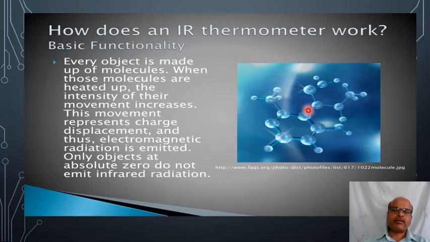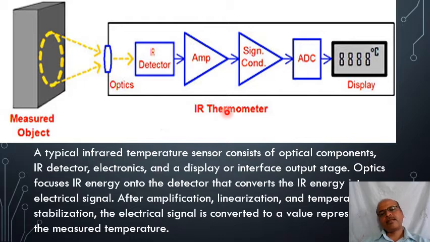If you observe in your day-to-day life, every object is made up of molecules. When those molecules are heated up, the intensity of their movement increases. This movement represents charge displacement, and thus electromagnetic radiation is emitted. This is the principle used in IR temperature detectors.